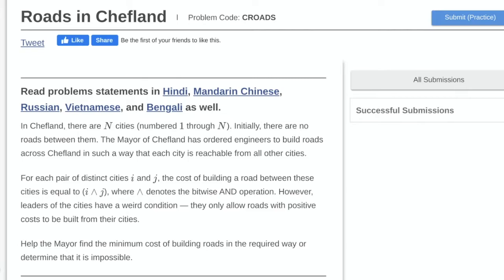And so for a pair of cities i and j, the cost of building a road between those two cities is equal to the bitwise AND operation performed on i and j. And so we're given that each road must have a positive cost.